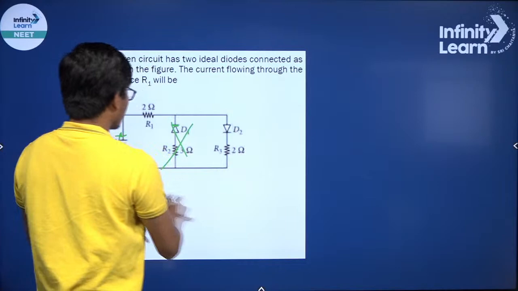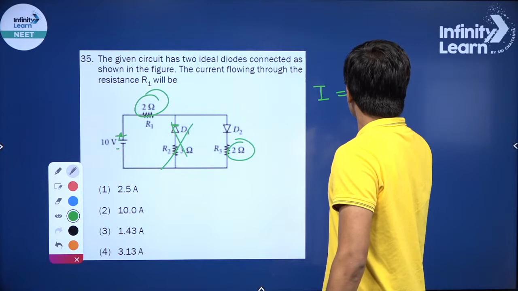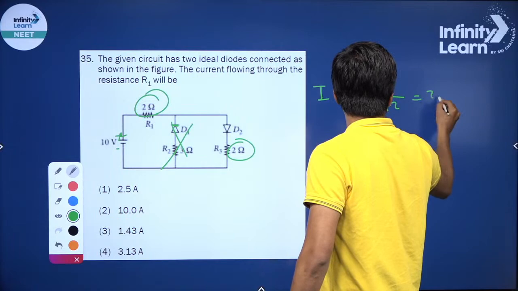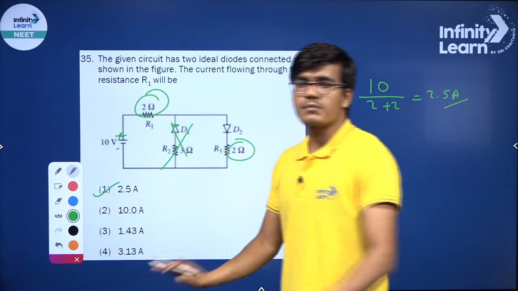Now you are having a very simple circuit. This is 2 ohm. This is 2 ohm. So current will be EMF upon total resistance, 10 upon 2 plus 2, that is 2.5 ampere, right? So that is the first option. Very simple question from semiconductors.